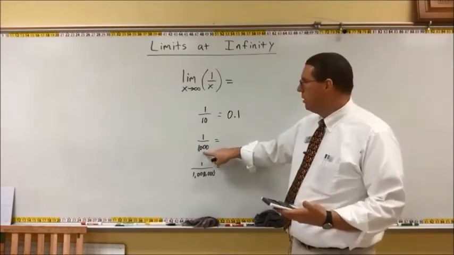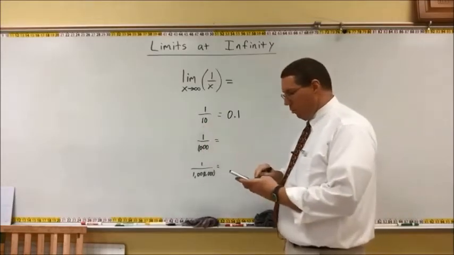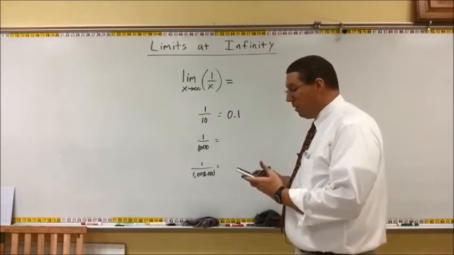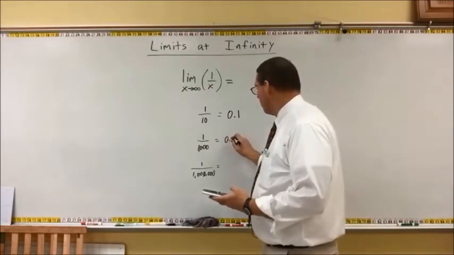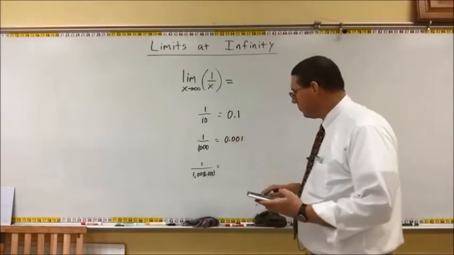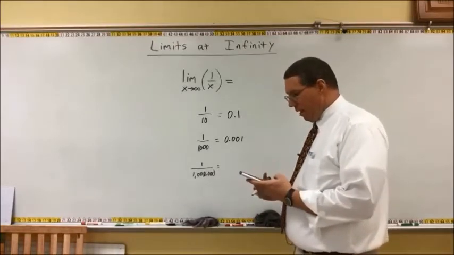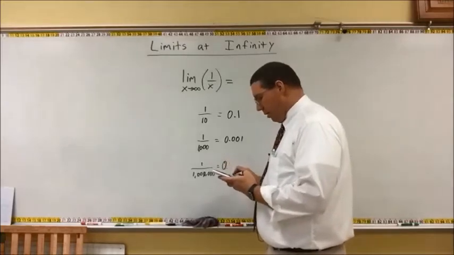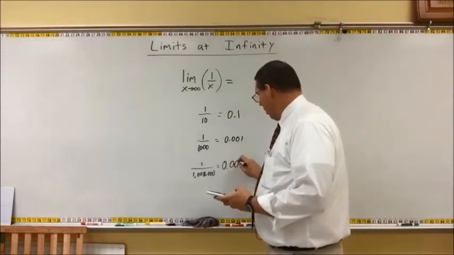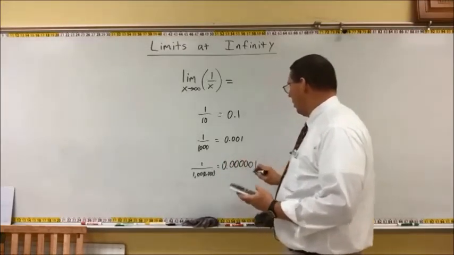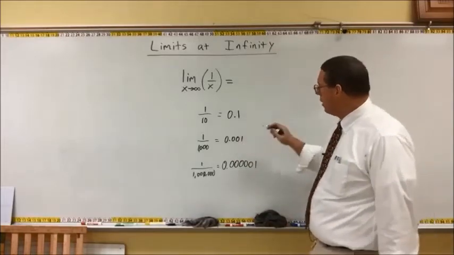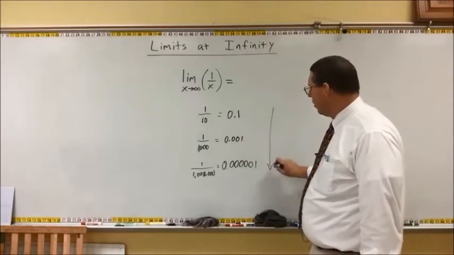1,000 is closer to infinity than 10 is. So we're going to do 1 divided by 1,000, and we get 0.001. Let's do 1 divided by 1 million, and we get 0.000001.